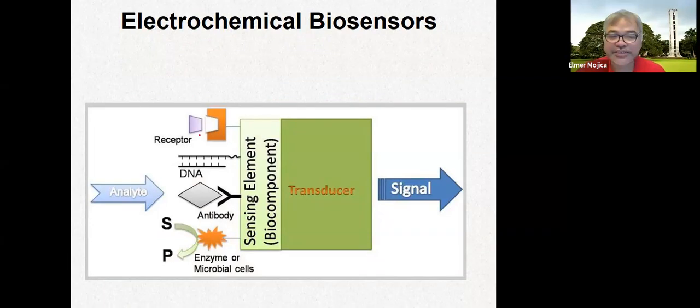Okay, so you have the analyte, and then any of these can be the biorecognition element. So it can be a receptor, a DNA, an antibody. Or a substrate producing a product, that's an enzyme or microbial thing. So you have this sensing biological element, which is biological in nature, and with the transducer, it can produce a signal.